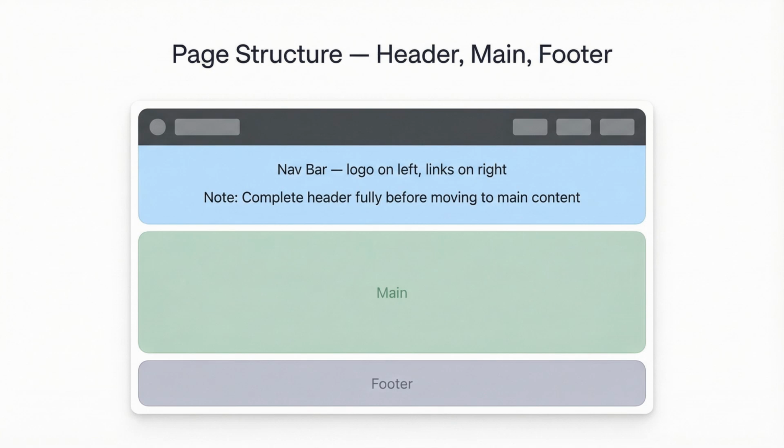The recommended approach here is to complete one section entirely before moving on to the next. So you build out the full header, structure first, then styling, and only then move down to the main content area. This disciplined top-down workflow prevents confusion and keeps development organized.